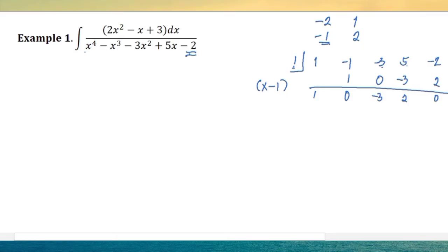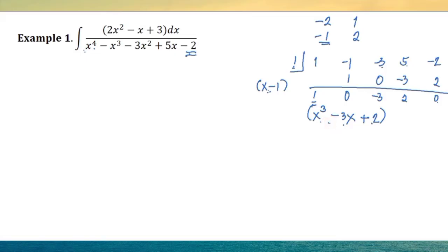Now, x to the fourth divided by x minus 1: we have x to the fourth divided by x, that's x cubed. So, we have here x cubed plus 0x squared minus 3x plus 2, and our remainder is 0. So, meaning, ang factors niya ay x minus 1 times x cubed minus 3x plus 2. Now, we will be using the calculator in order for us to find the factors or the roots of this function here.